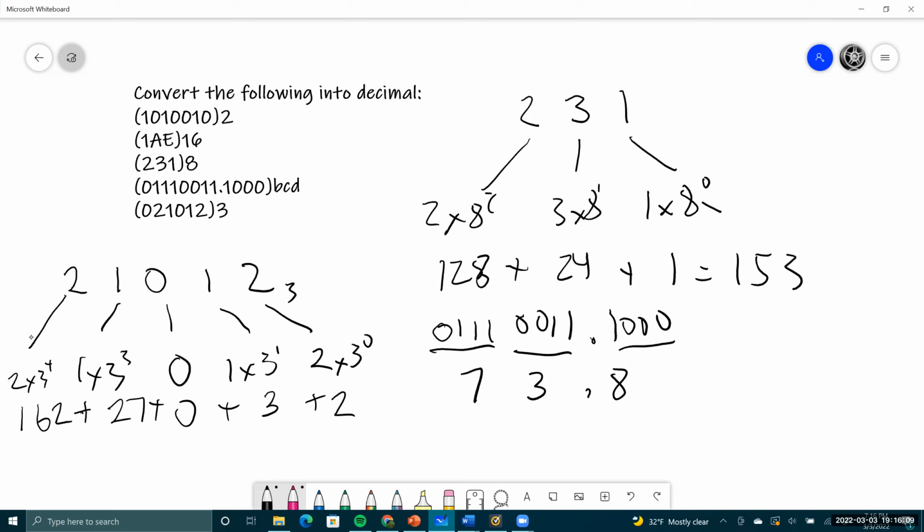And now we just add it all up. And this will be 27 plus 3 is 30. 30 plus 162 is 192. And this is 194. Okay. All right. Any questions on the number base problems?